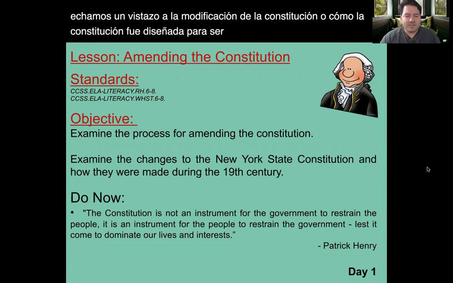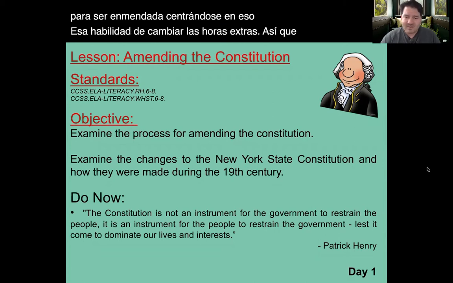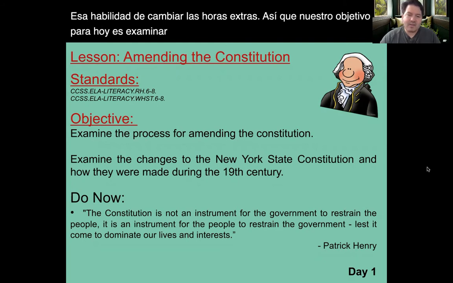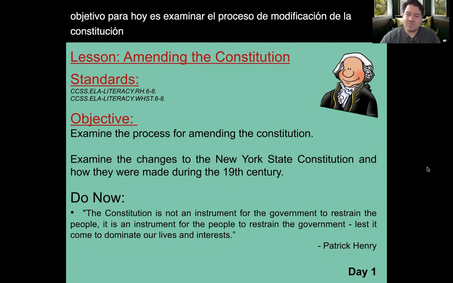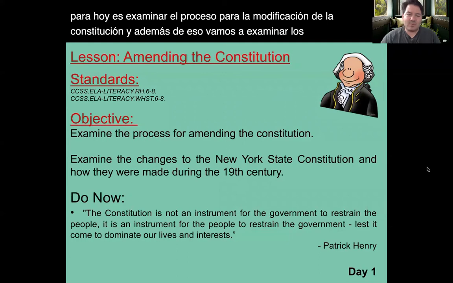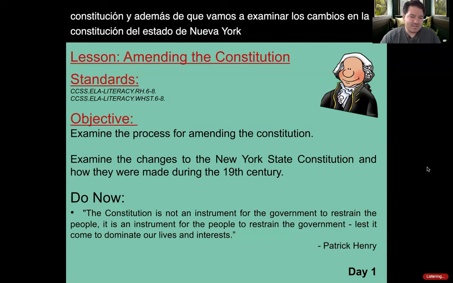So our objective for today is to examine the process for amending the Constitution. And in addition to that, we're going to examine the changes to the New York State Constitution and how they were made during the 19th century.